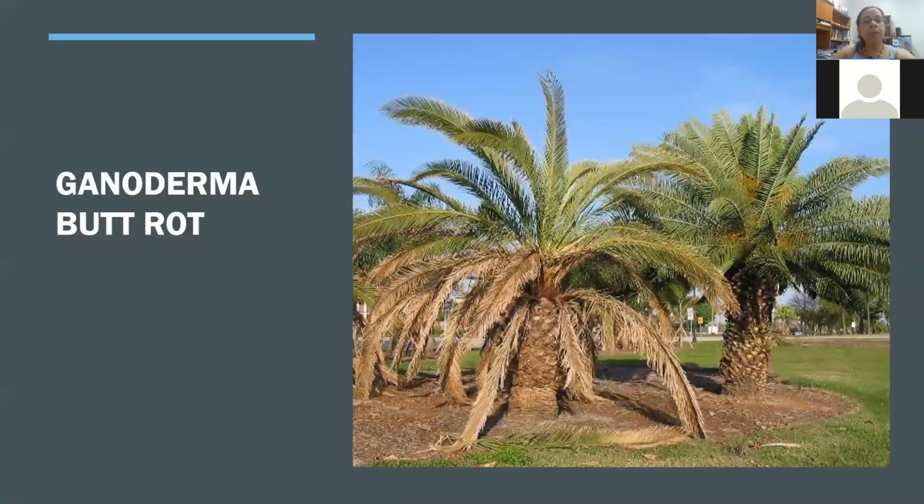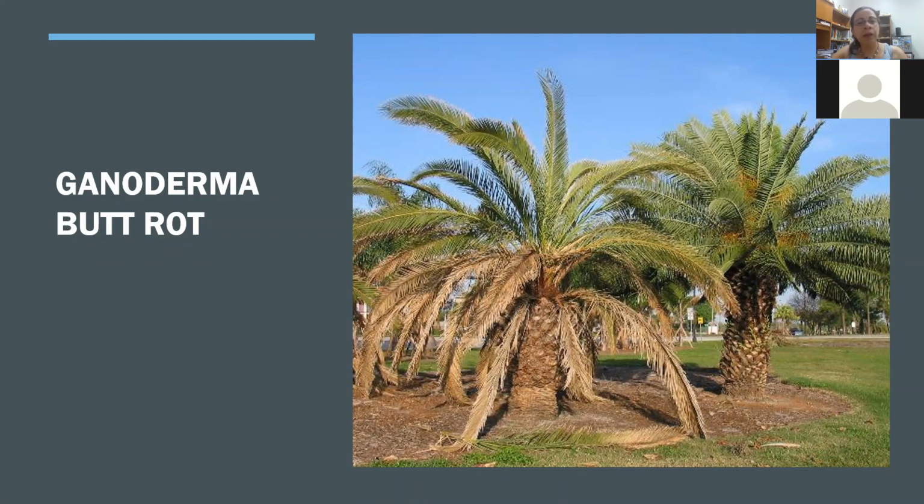All right, so next up is Ganoderma butt rot. Ganoderma is what's referred to as a white rot fungus because it actually attacks the lignin and cellulose in the plant. So if your plant gets this, it's going to die. It needs removed right away, and you really should not plant another palm in the location for several years at best. So I want to show you what the fruiting bodies of this look like.